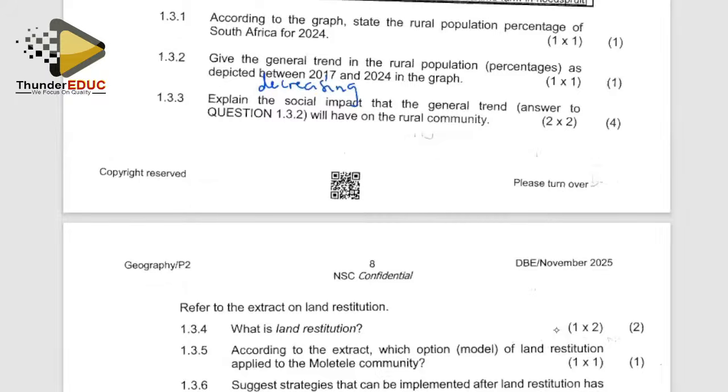Explain the social impact that the general trend, question 1.32, will have on rural communities. This is question number 1.33. We want to look at the social impacts of this problem of a decline. We have seen the trend in rural population. How is it going to impact the population in terms of social aspects, in terms of the way of life of people in the rural areas? How are they going to be impacted if the numbers are declining in the rural areas?